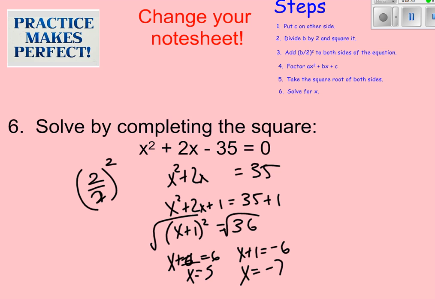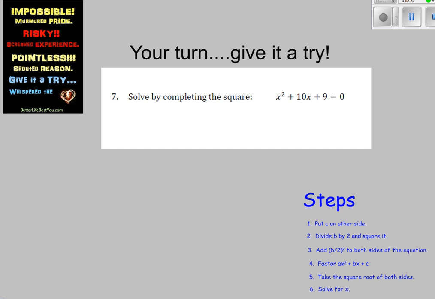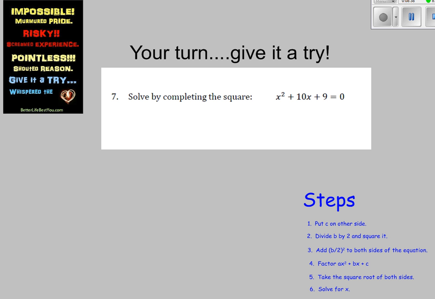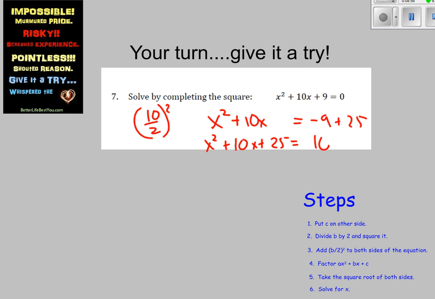Take it across the other side and do the completing the square. Now, it's not always going to work. It's not always going to work out so nice either. So be aware of that. So x squared plus 10x equals negative 9. 10 divided by 2 squared. Hey, that's going to be 25. Plus 25. That gives me 16.